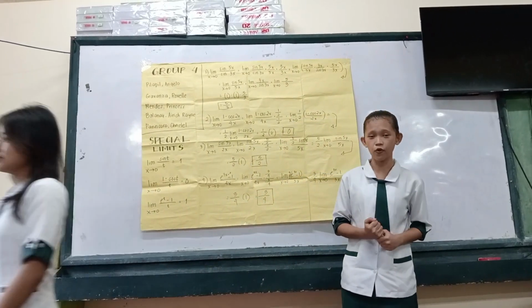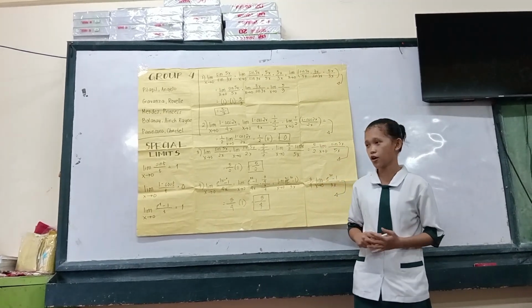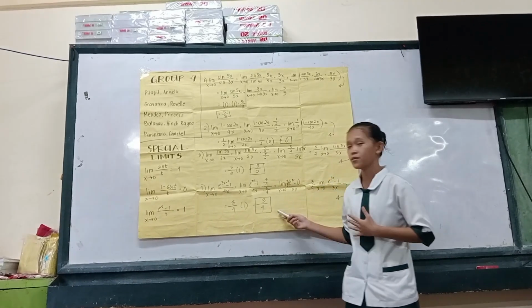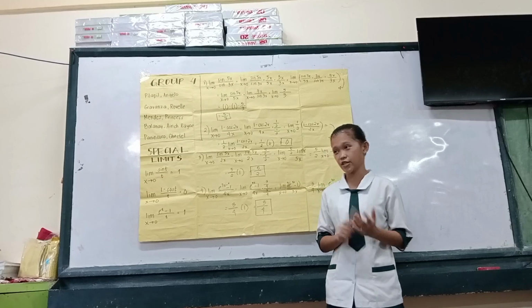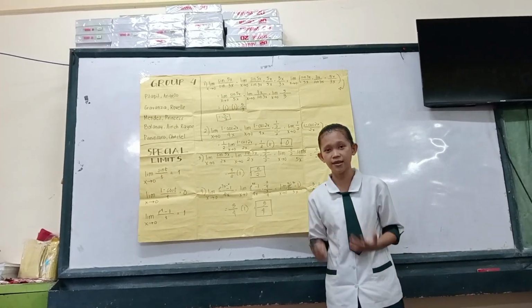So we are doing four examples of the special limits that we've chosen. This problem is not from us, but is from our Lowell History book. So this topic is all about special limits.